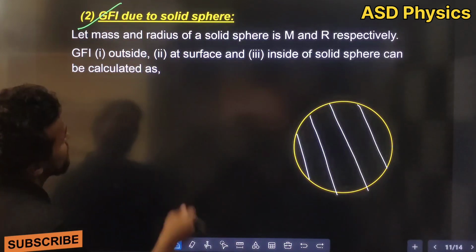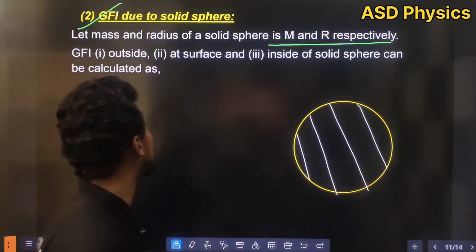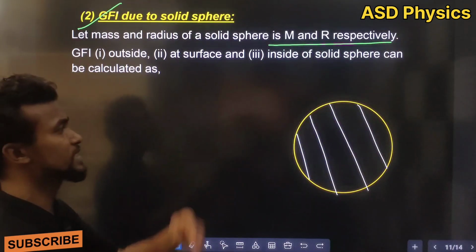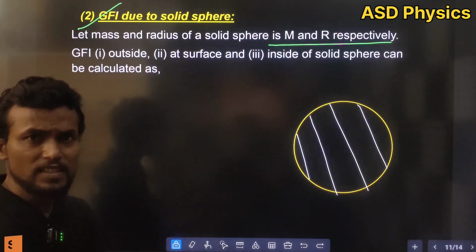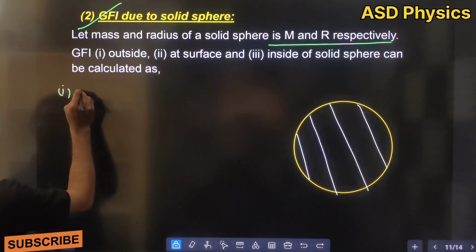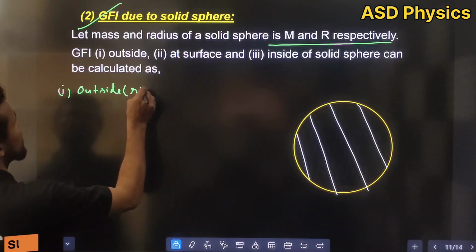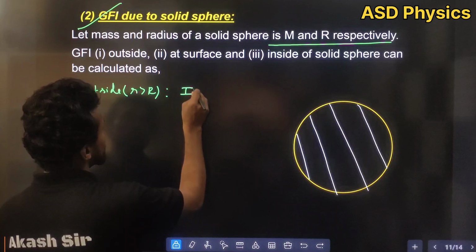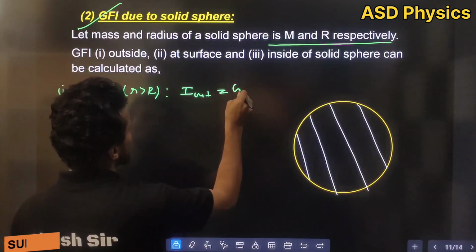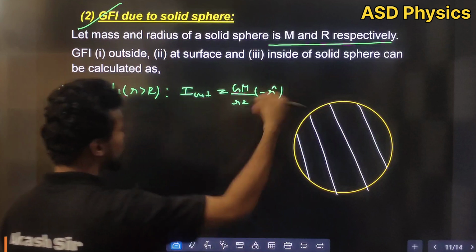Now see here, please. Again, let the mass and radius of a solid sphere be M and R respectively. Now, outside, surface and inside. Again, students, I am telling you that outside and surface are just similar to the previous one. Outside, if I write, small r is greater than R, that we have seen before also, the same expression: I out equals GM by r square, minus r cap.